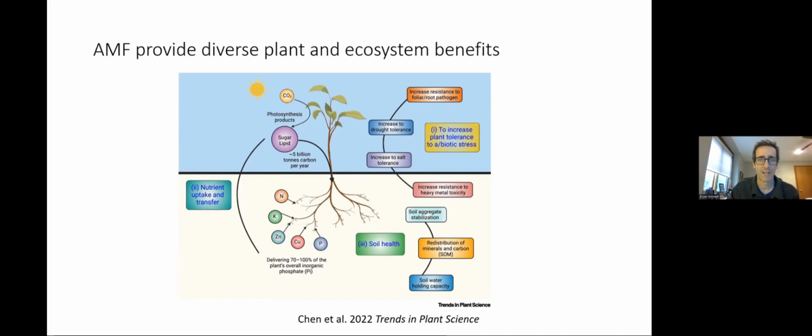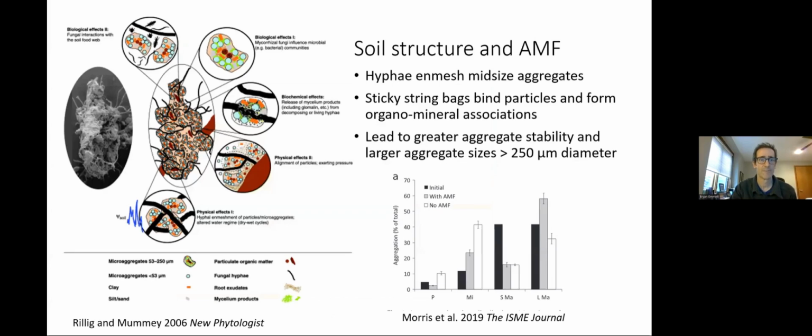AMF are known to increase plant tolerance to biotic stresses, pathogens, drought are big ones, heavy metal toxicity. And then there's a number of ecosystem services that they perform as well, kind of in the context of soil health, that are nice to think about. They're agents of soil aggregation and stabilization, certainly redistributing organic carbon into the soil in very close association with the soil mineral phases. And through that, changing soil water holding capacity. So a pretty wide range of potential benefits.